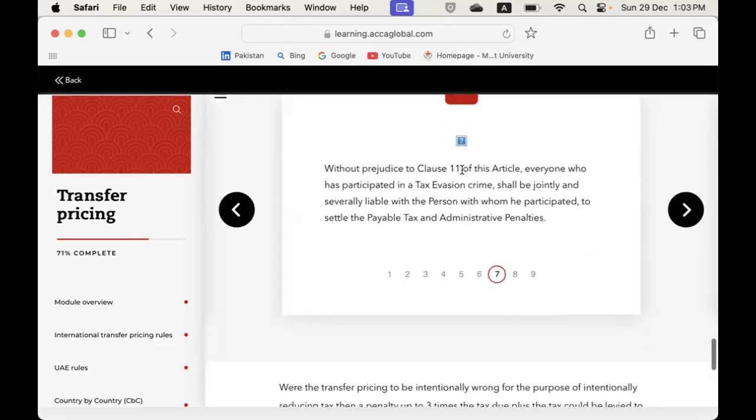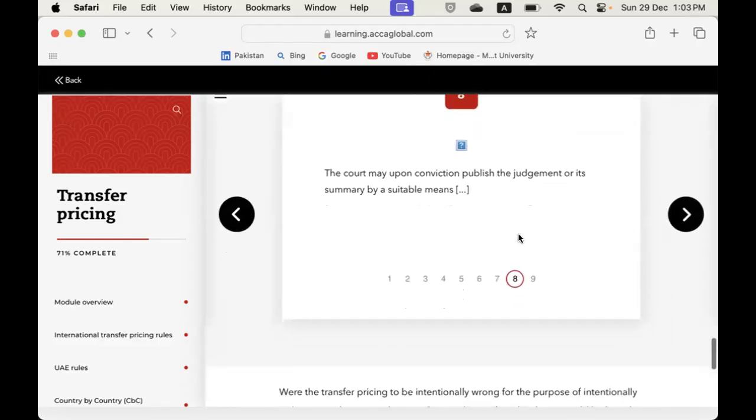Without prejudice to clause 11 of this article, anyone who has participated in a tax evasion crime shall be jointly and severally liable with the person with whom he participated to settle the payable tax and administrative penalties. So jointly and severally liable, those people who support in crime, basically, jointly and severally liable.